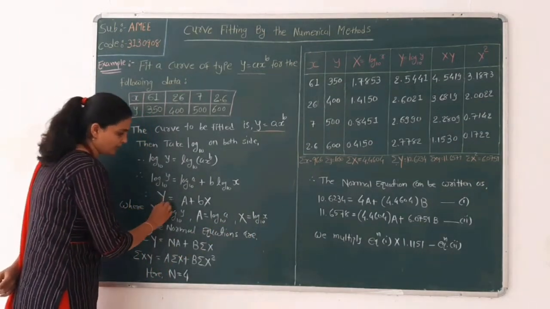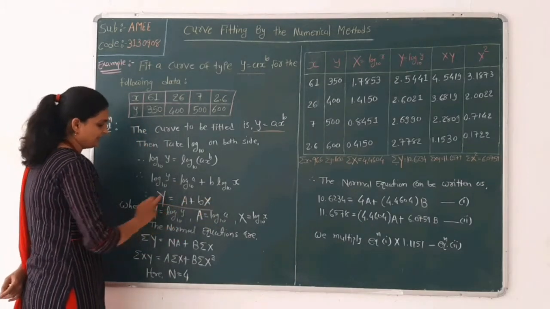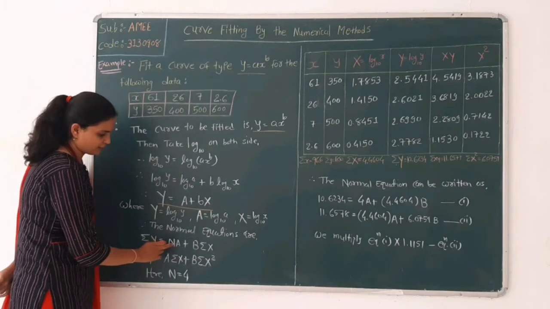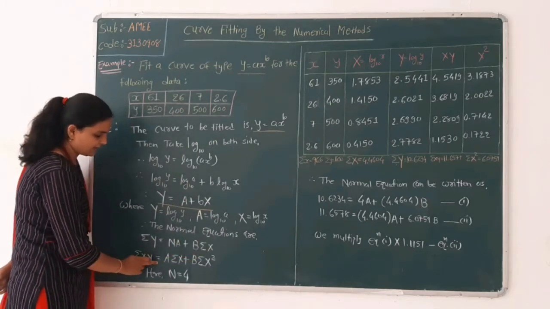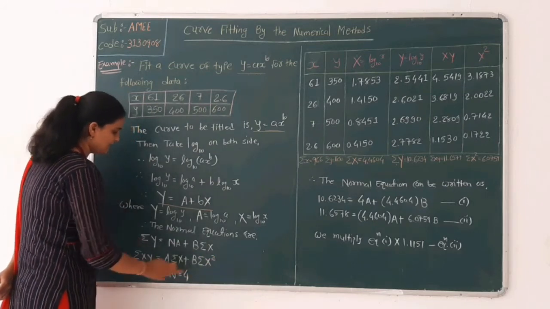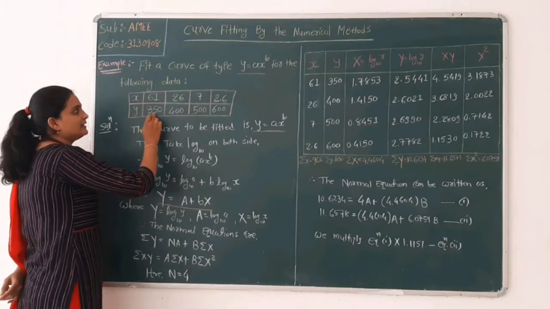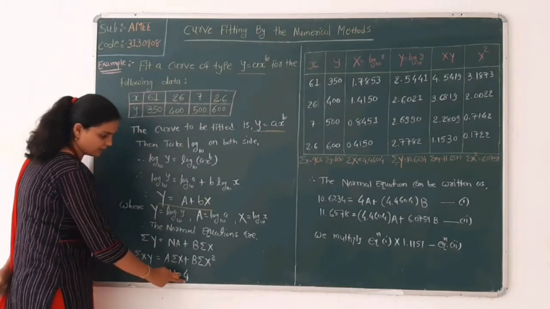Now we find the normal equations of the curve Y equals A plus bX, which are summation Y equals nA plus b summation X, and summation XY equals A summation X plus b summation X square. Here the data is 1, 2, 3, 4. So the value of n is 4.